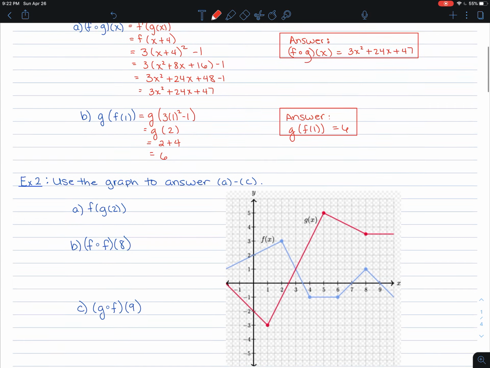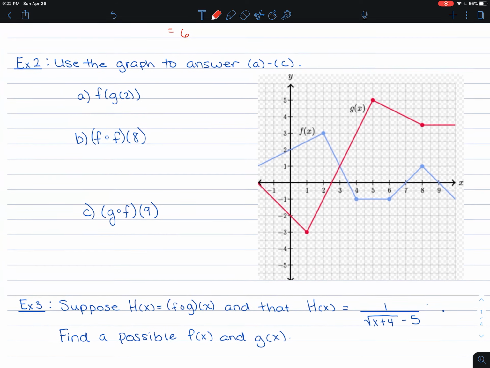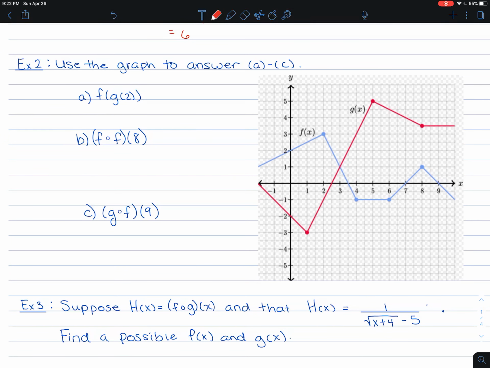Now, what if you are not given algebraic functions, and instead you're given graphs? Let's see how we would do this problem. Okay, the first thing, note that the red graph is g of x and the blue graph is f of x. That's going to be very important so that we know which graph we are looking at.